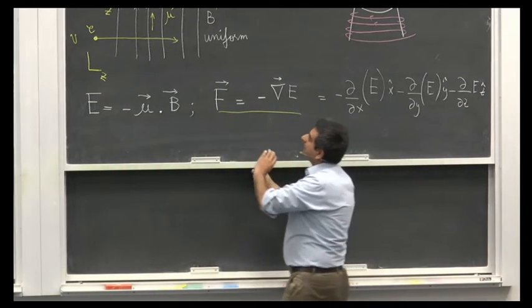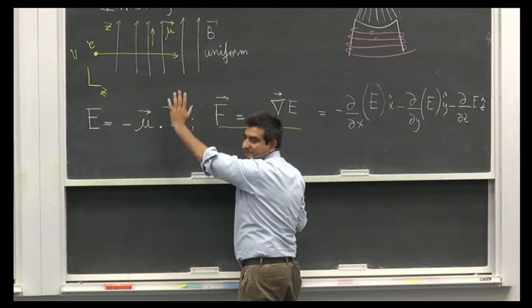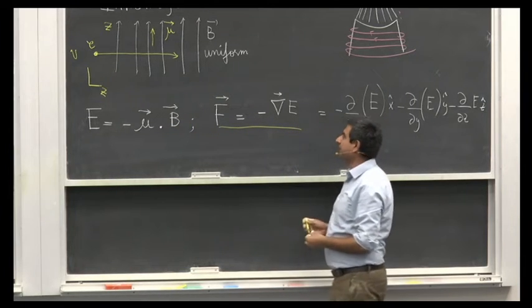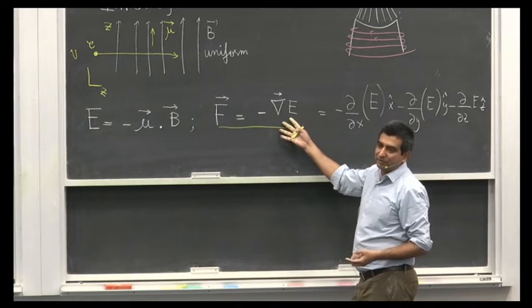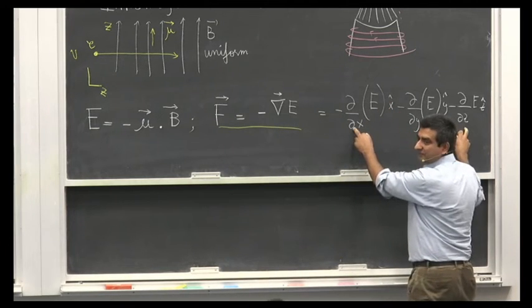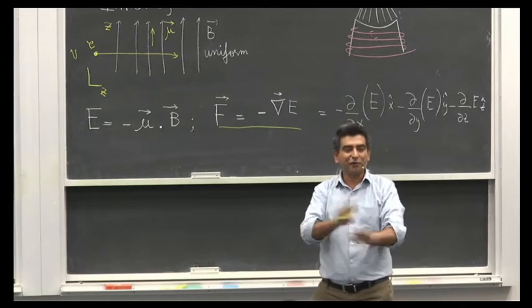Now if my field does not change with space, then this term is always 0 because there is no derivative with respect to space. So if I have a uniform magnetic field, there is no force acting on the dipole.